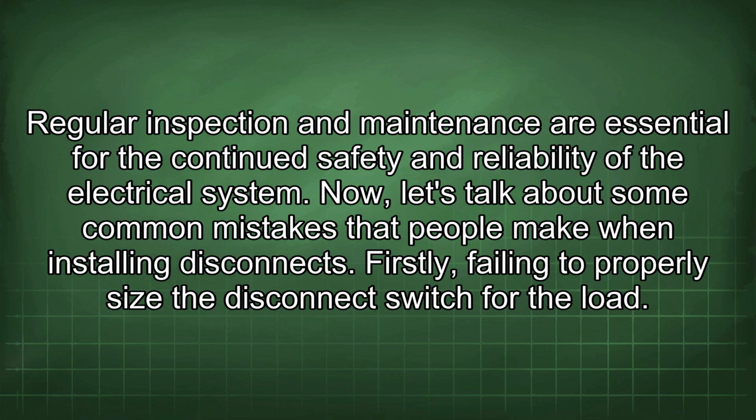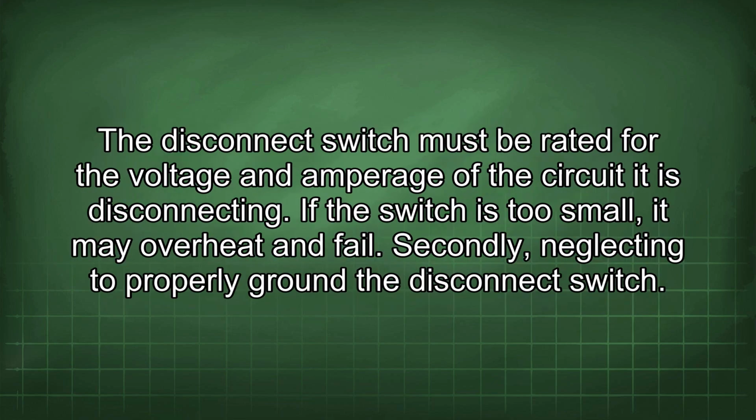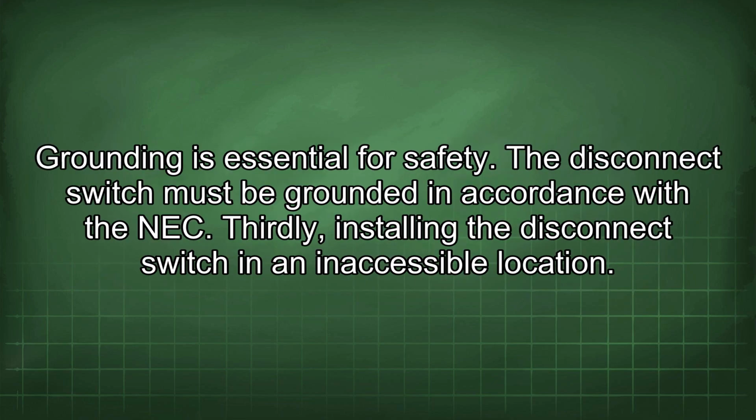Now let's talk about some common mistakes that people make when installing disconnects. Firstly, failing to properly size the disconnect switch for the load. The disconnect switch must be rated for the voltage and amperage of the circuit it is disconnecting. If the switch is too small, it may overheat and fail. Secondly, neglecting to properly ground the disconnect switch. Grounding is essential for safety. The disconnect switch must be grounded in accordance with the NEC.